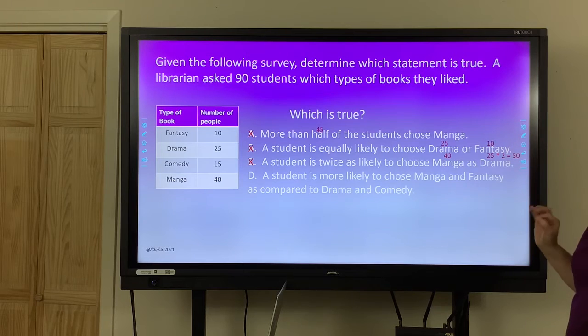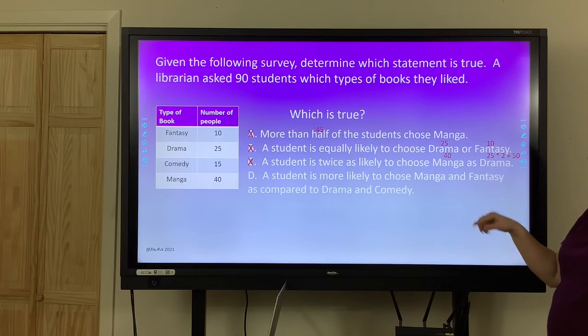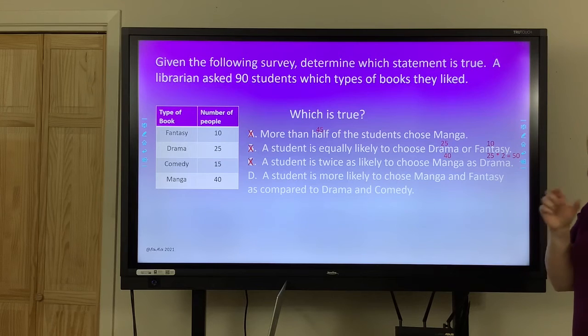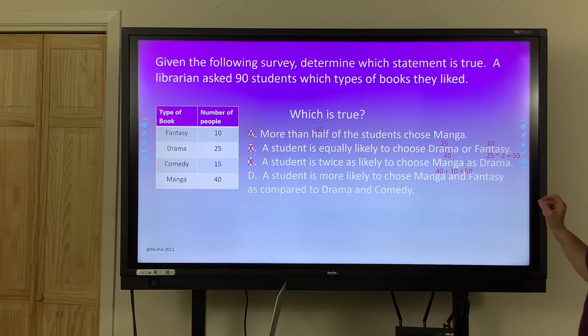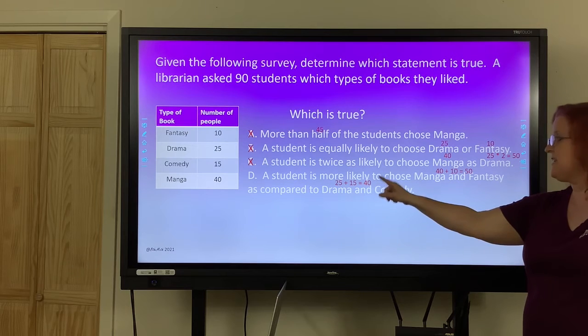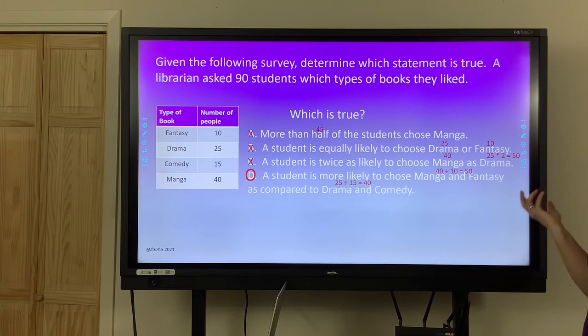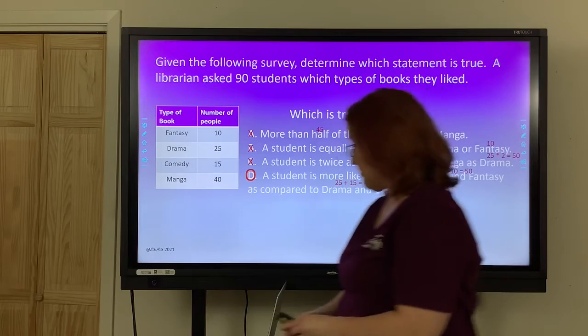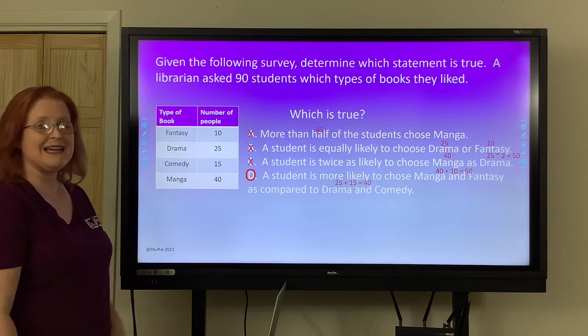Because I've done all the work, I know those are all wrong. I'm going to check myself and just make sure I didn't make a mistake. A student is more likely to choose manga and fantasy as compared to drama and comedy. That "and" means you're going to combine them. So manga and fantasy would be 50 students. And then drama and comedy is 40 students. So there are more students choosing the manga and fantasy options. So that is true. That's correct. That makes that problem a lot easier when you're just using your table to help you make the predictions.